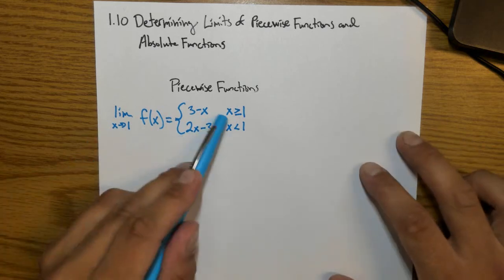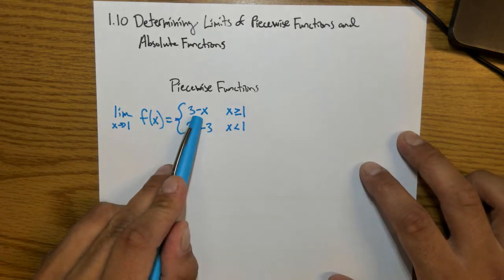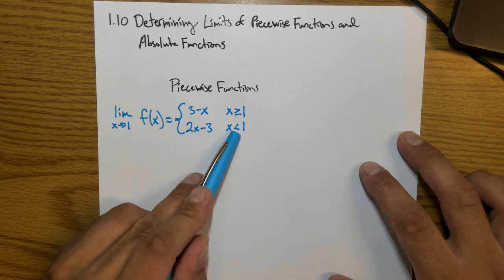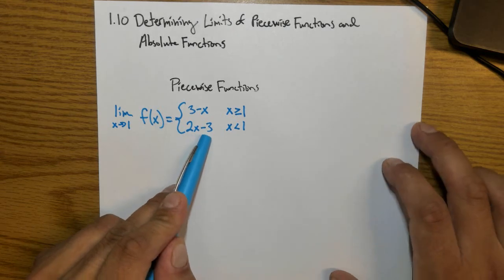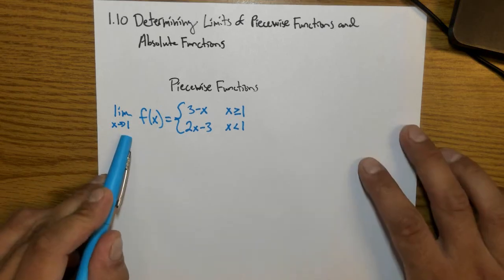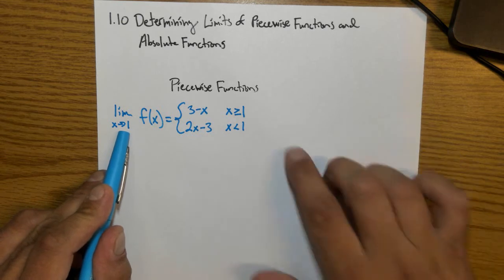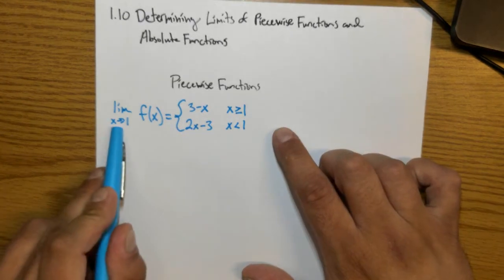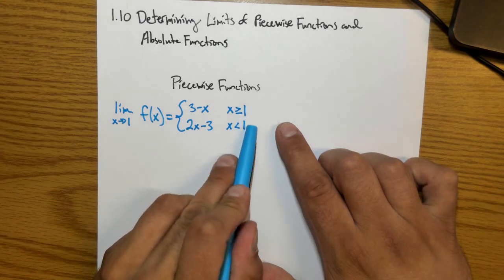So for instance here, when x is greater than or equal to 1, our function is 3 minus x. However, when we go to the left of that, when x is less than 1, our function is 2x minus 3. So you might be wondering, how do we find the limit? Well, in these kinds of questions, we'll be looking at the limit from where they meet. The limit as x approaches 1 is where these functions meet each other, at x equals 1.